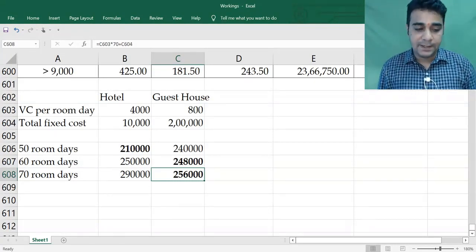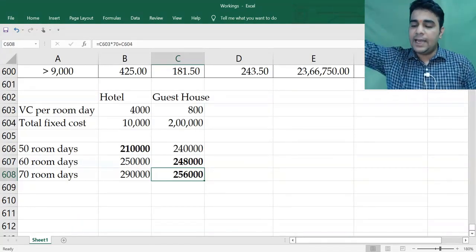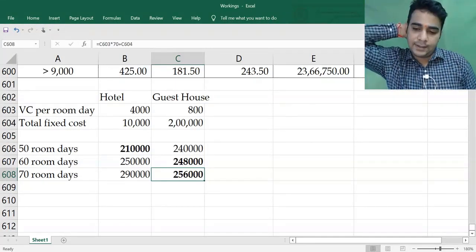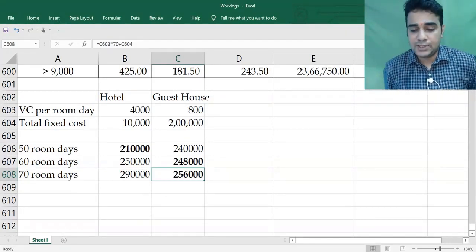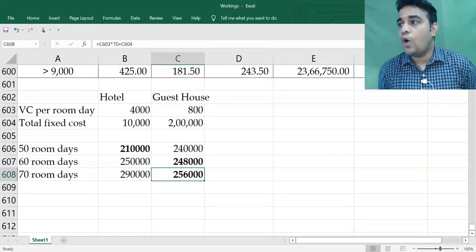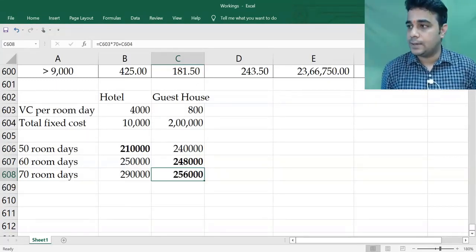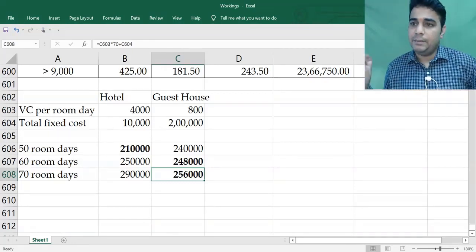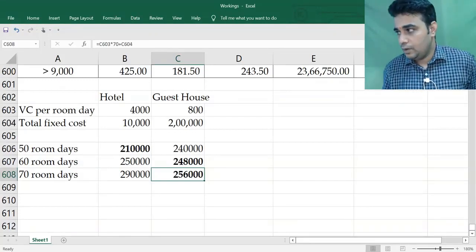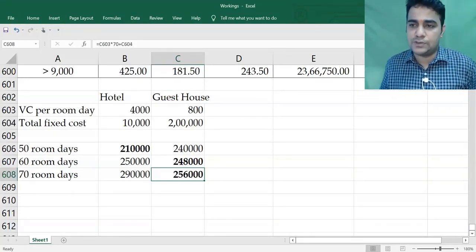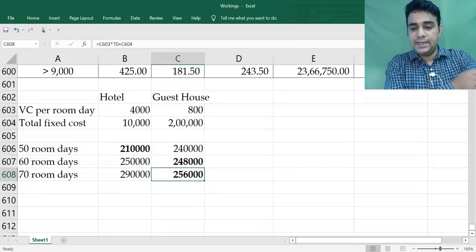At 50 hotel is better, at 60 guest house is better, at 70 guest house is better. If you try 40, hotel will be better. Can you tell me at what level both will be the same? How do you calculate it? At 40 it's not giving the same cost, at 50 it's not, at 60 it's not. At what room days will both give the same cost? Ignoring the formula aside, if you want to know at what room days both will be the same, what can that number be? It has to be closer to 60. Okay, 59.375, some number is coming.